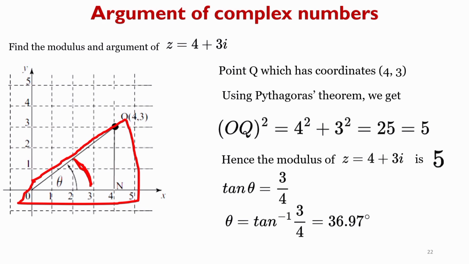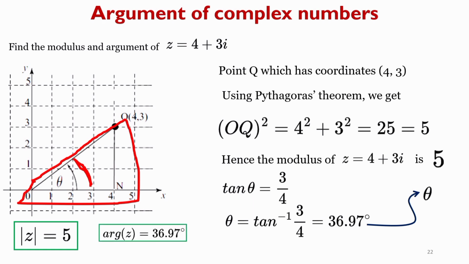So what do we summarize from here? We summarize that the modulus of z equals 4 plus 3i is 5, and this is the theta angle, which is 36.97. We write it in this way. There is a special symbol for the modulus, that is the double bar. So in this example, the double bar z equals 5, and we write the argument as ARG, the abbreviation, and it measures 36.97.